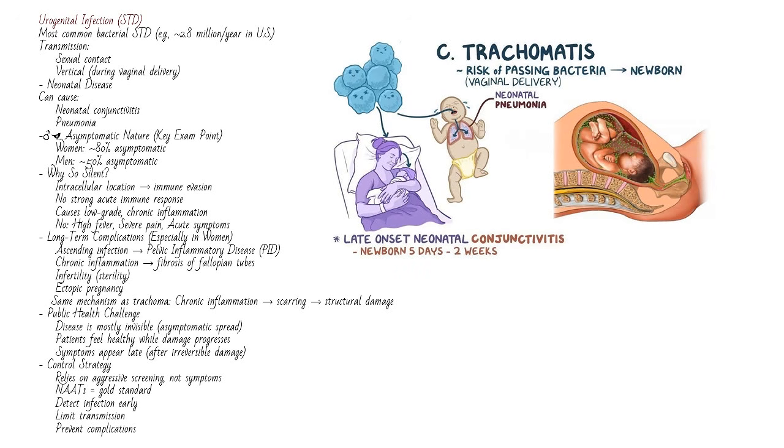The second face of C. trachomatis is urogenital infection, the most common sexually transmitted bacterial pathogen in the United States, with an estimated 2.8 million cases annually. It can even be passed to newborns during vaginal delivery, leading to severe conjunctivitis or pneumonia in the infant. But here is the most staggering detail: the stealth. Up to 80% of infected women and 50% of infected men are completely asymptomatic.